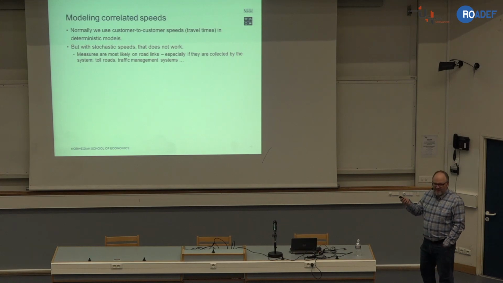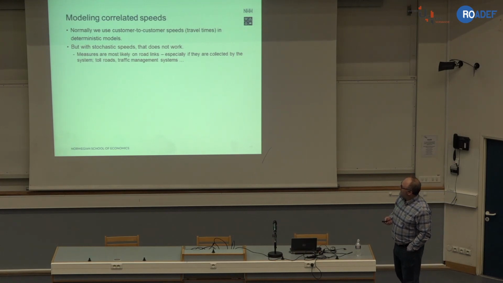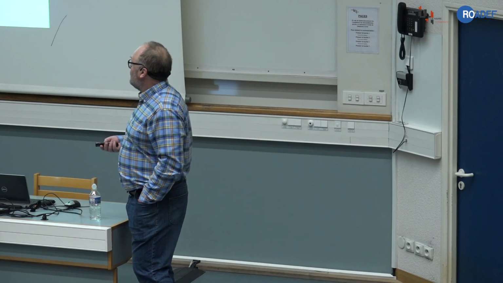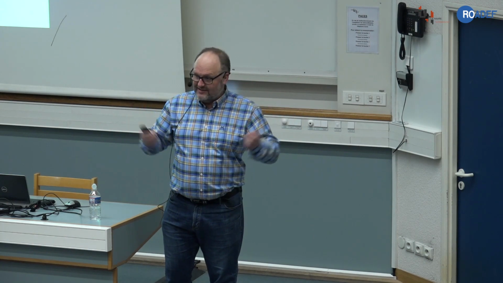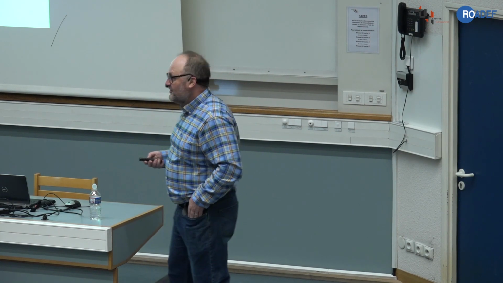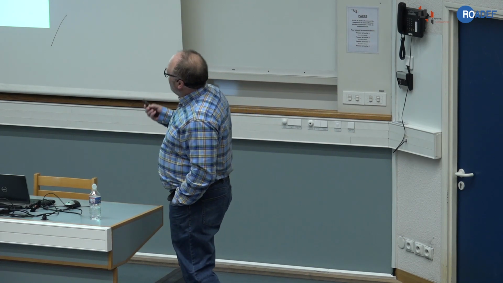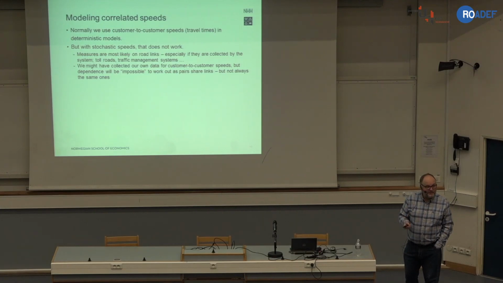Well, first, a very practical reason. If you have measures on road links, like speeds, of course they are probably on the map and they have nothing to do with your customers. If they're collected with the system, toll roads, traffic management systems, of course they don't know where your customers are. So if you have that kind of measures, they would be on the road links. So that's a practical argument. But more important are the other ones. Well, you might have collected your own data, of course. You've been operating for a long time and you collected all these travel times or speed data.